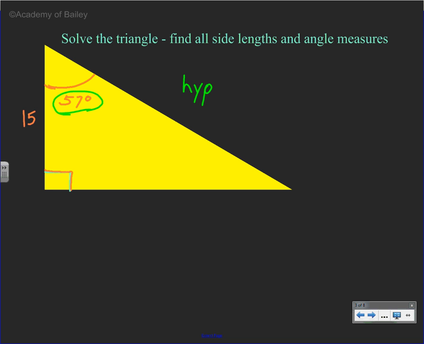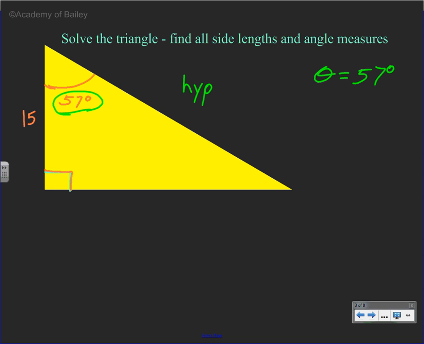Step 2, determine the angle that you're using. We're going to be using 57 degrees. We could use this angle down here if we did have it calculated, but we don't have it calculated, so we're not using it. But we will have to calculate it because it does tell us to find the angle measures, but we're going to do that last. So we're going to use 57 degrees. So from the last video, theta is equal to 57 degrees.